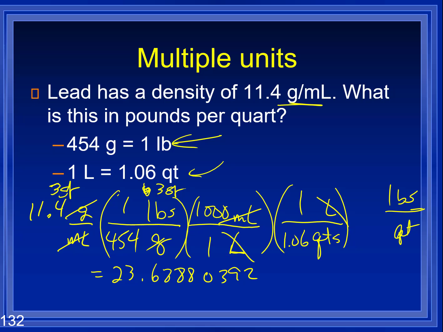Milliliters and liters, same system or different? Same, so that is unlimited. Liters and quarts, same or different? Different, so I take the most. 3. So I've got 3 sig figs, unlimited, and 3. How many can my answer have? 3, so that is 23.7. The units I got left are pounds over quarts.